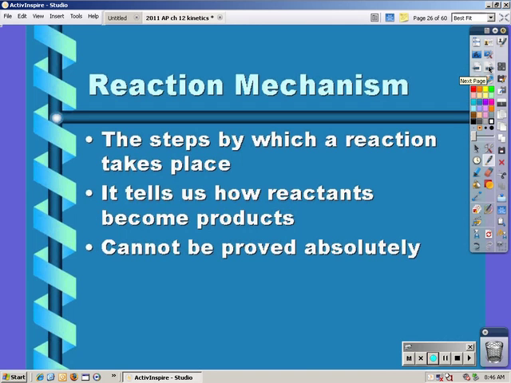A reaction mechanism is the steps by which a reaction takes place. It's going to tell us how the reactants become products because they don't usually happen in just one step, which is what we usually write. And they cannot be proved absolutely. So it's just a theory on how the reaction takes place.